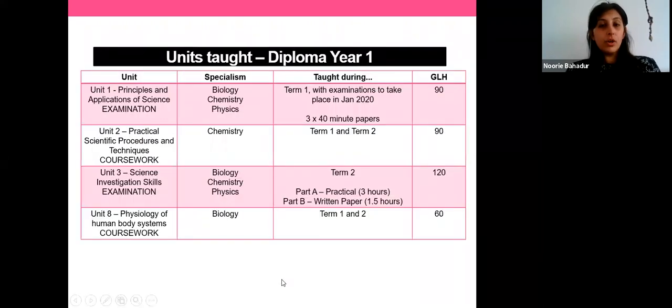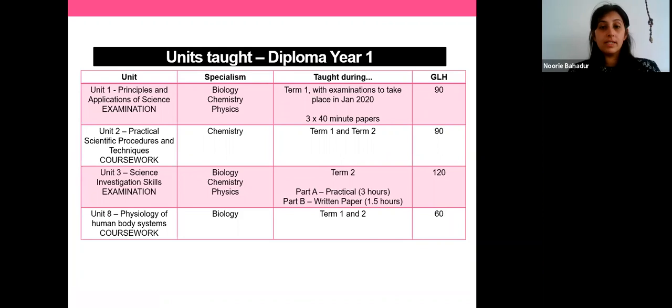So this is an overview of the units which are taught in Diploma Year 1, and some of them do overlap into the extended certificate as well. The whole idea of BTEC is you cover aspects of biology, chemistry, and physics.